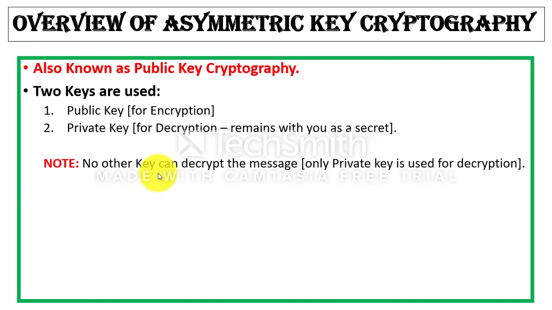Then what is asymmetric key cryptography? That is also known as public key cryptography. Here we are using public key for the encryption and the private key for the decryption. This key, that is the private key, remains with you as a secret. And there's a note for you: no other key can decrypt the message, only private key is used for the decryption. You cannot use even the public key in order to decrypt. Only with the help of private key you can decrypt the message, and no other key can be used.